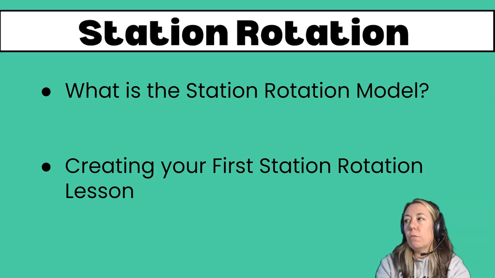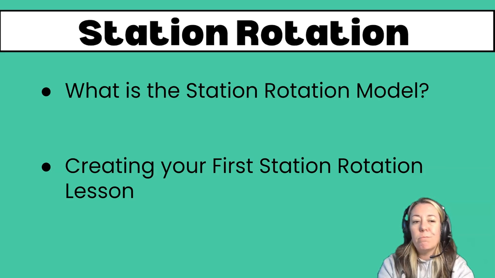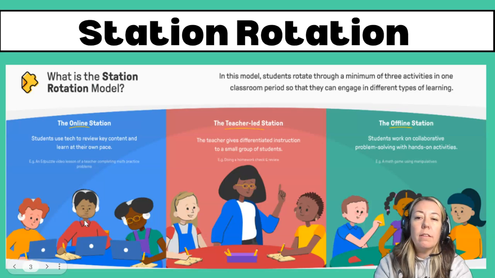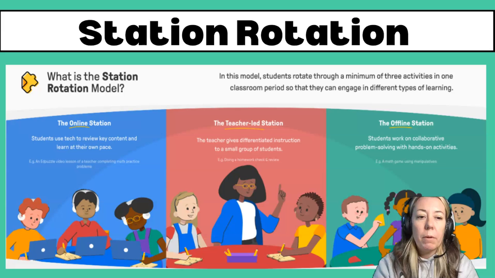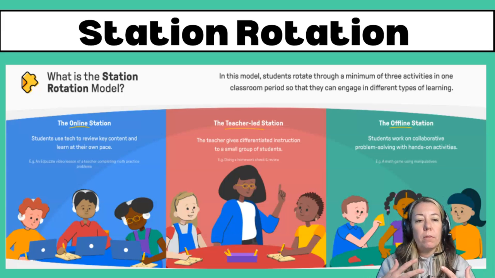So what is the station rotation model? In the station rotation model, students are typically moving between three stations at 10 to 15 minutes per station, perhaps a little longer depending on your students. And typically there is an online station, an offline station, and a teacher-led station. Again, this is what we see most often in blended learning, where we have some in-person instruction and then some flipped instruction that students may be accessing online.